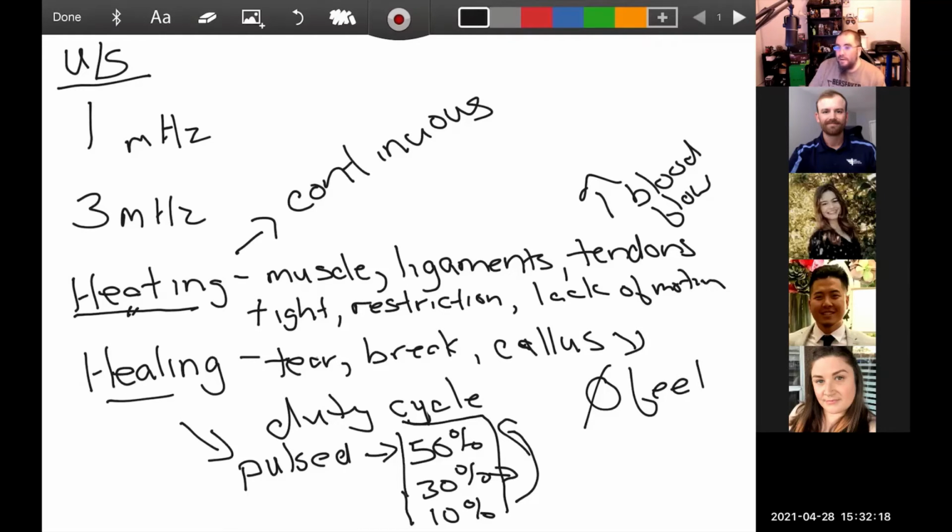What is the duty cycle when you see continuous? What is the percentage? When you say continuous, it means 100%. 100%, yeah. The only reason I bring that up is sometimes the board might get tricky, and instead of saying continuous, they'll leave it as 100% and expect you to understand that 100% means continuous, right? So that's my first kind of fork when I'm going. Am I going for heating or am I going for healing? Does that part at least make sense so far?